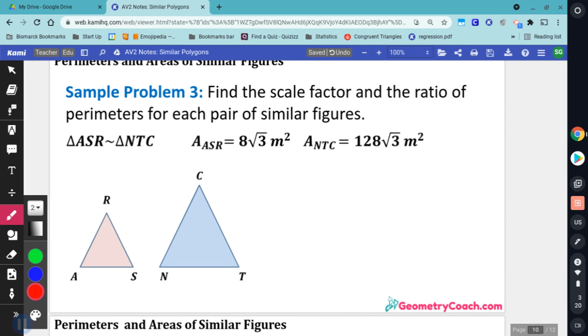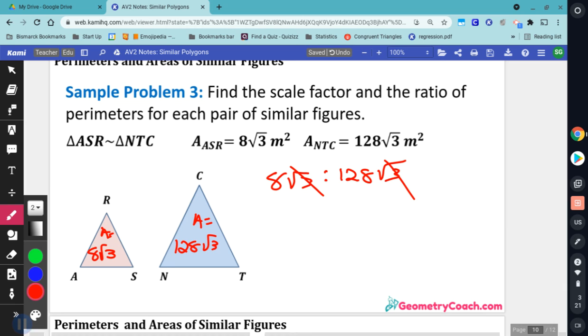Area of the red triangle is 8 root 3. Area of the blue triangle is 128 root 3. So we want to kind of reduce that. So we have 8 root 3 to 128 root 3. Well, let's simplify those things. We can get rid of the root 3's on both of them. And let's see what we can divide 128 by. Well, it can be divided by 8. So I'm left with 1 here. And 128 divided by 8 is 16.